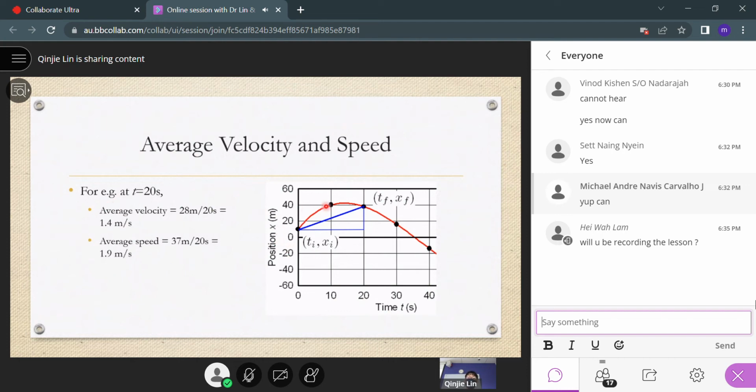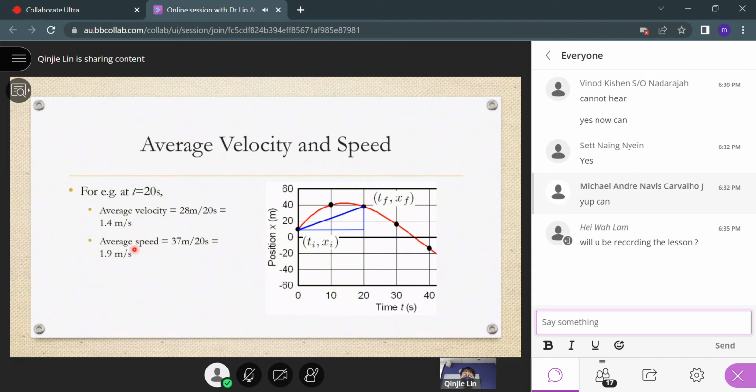So for example, this is the same graph again. Now zoom in at the start. So for average velocity at 20 seconds, we are taking the displacement over time taken. So displacement, right, we'll be taking a look at the blue line. And they estimate it to be about 28. So they assume this point is at about 38. Right, so 38 minus 10, they are going to get 28. Yeah, by 20. So you take the displacement, divide by the time taken.